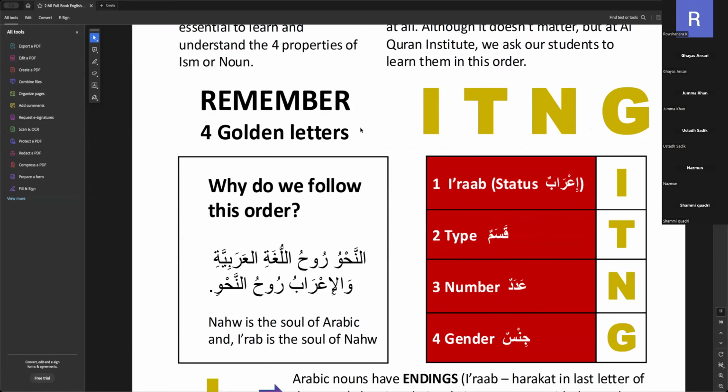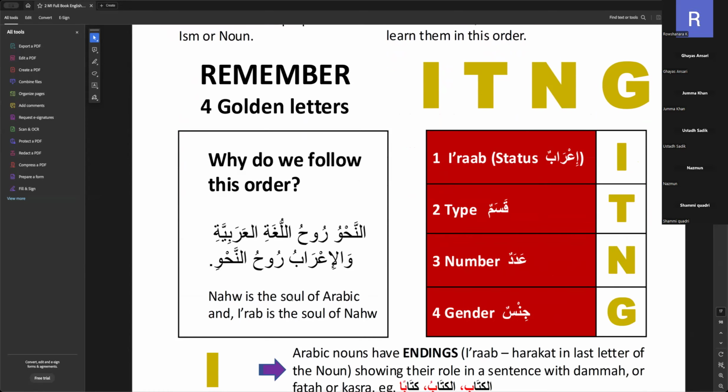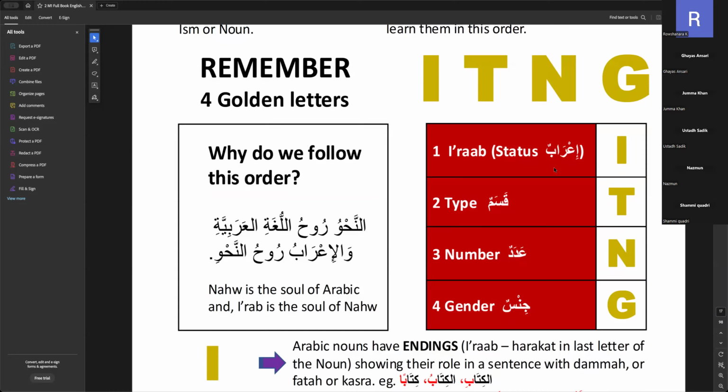Okay, there are some rules. Remember, 4 golden rules. Why do we follow these rules? Nahu is the soul of Arabic, and Irab is the soul of Nahu. And we are learning Irab status, and they are golden letters I, T, N and G. If you remember it like that, I stands for Irab status in English. T stands for types, Arabic kasame types. N for number, adadun in Arabic. G for gender, jinsun in Arabic. So try and learn those terminologies in Arabic.